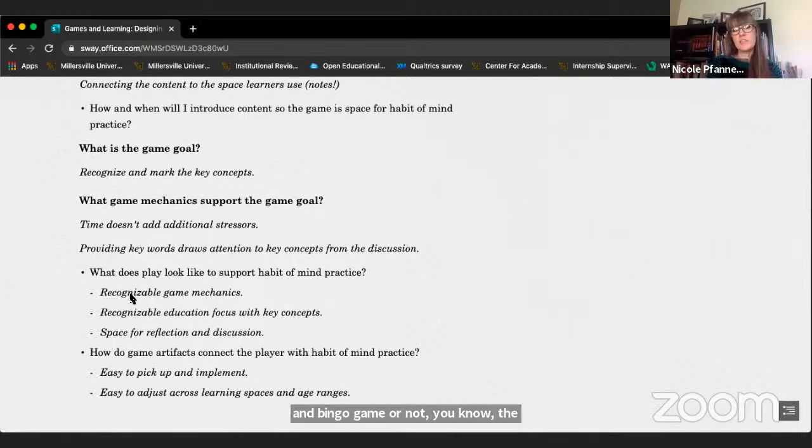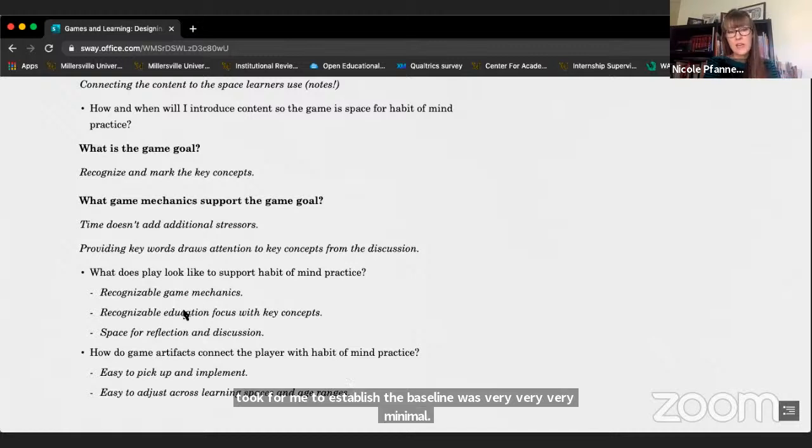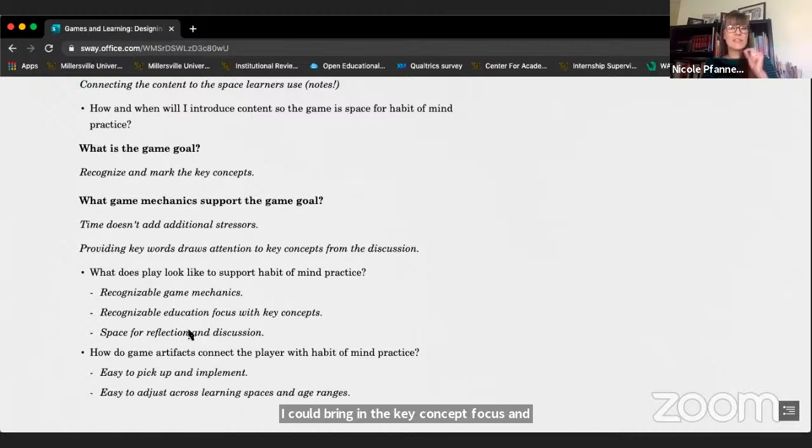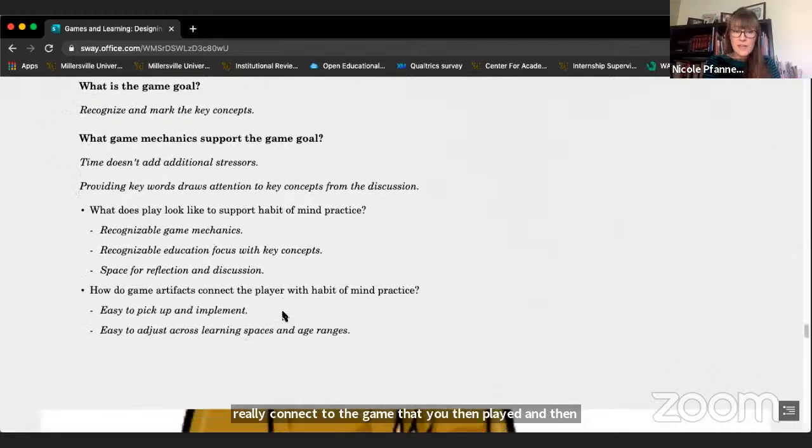And so you knew what to do and you knew how to draw. So how much time and effort it took for me to establish the baseline was very, very minimal. I could bring in the key concept focus, and then we can start to reflect and discuss in relation to the goals of this particular presentation. So I'm using the questions and the additional habits of mind focused questions that I'm introducing to these more traditional game-based building questions to really connect the game that you then played and engaged with.